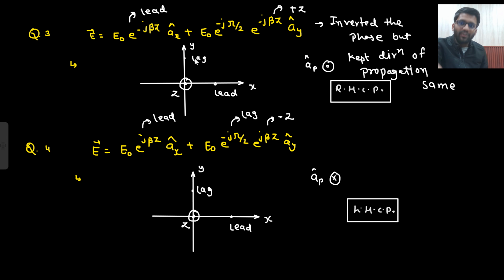In question 4, with respect to question 3, what are you doing? Are you changing the phase? No. This guy was in lead, this guy is in lead. But you are changing the direction of propagation from plus Z to minus Z. So what has it become? From right hand circularly polarized to left hand circularly polarized.